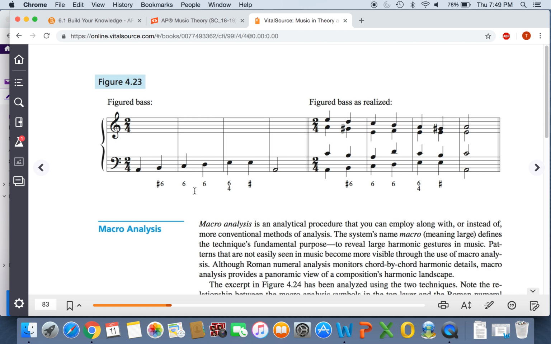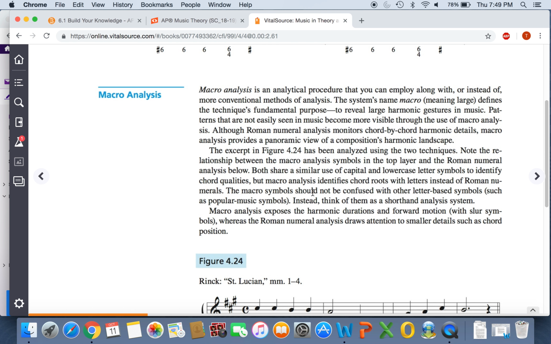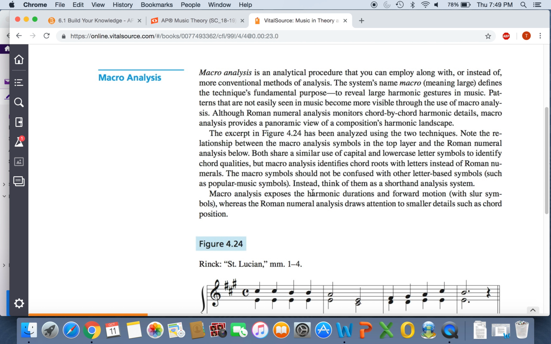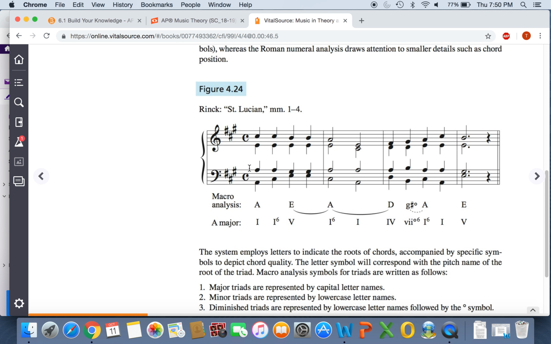Okay, so there's all of that. Read it, read it, read it. Then there's also an assignment for us in Noteflight on macro analysis. Sometimes people find it easy to use macro analysis before they do Roman numeral analysis, so they have all the chords laid out for them. Do the reading. It's really just a shorthand.